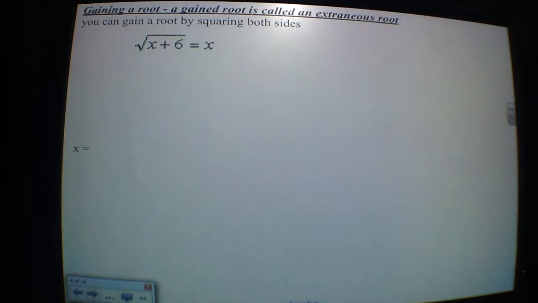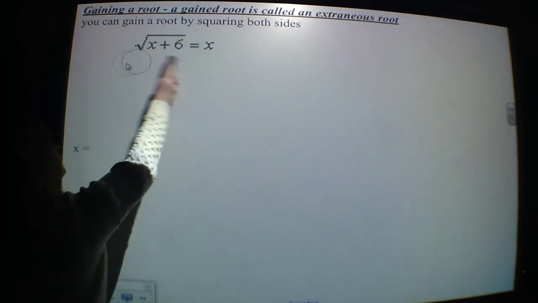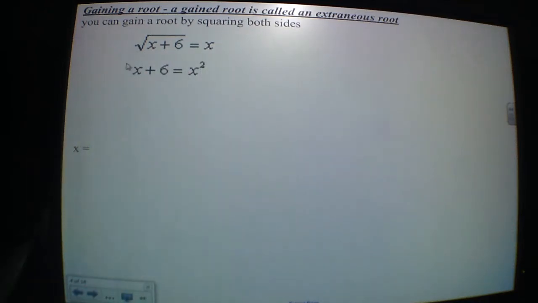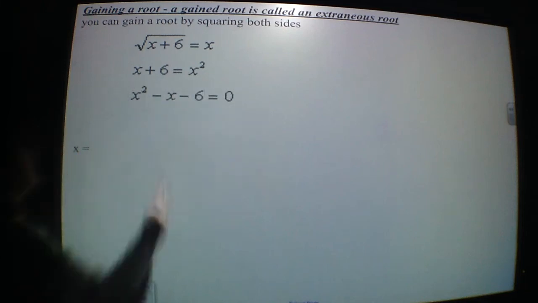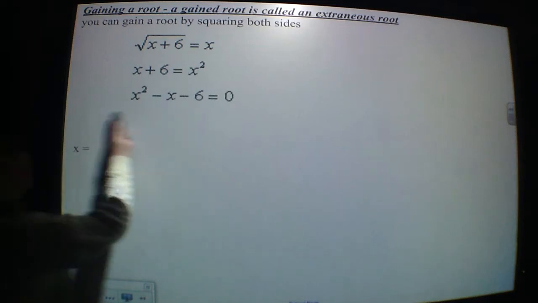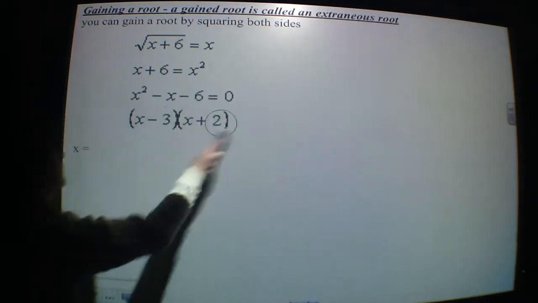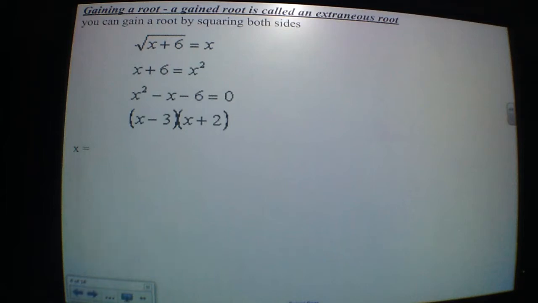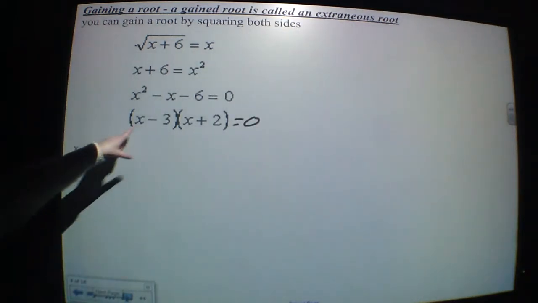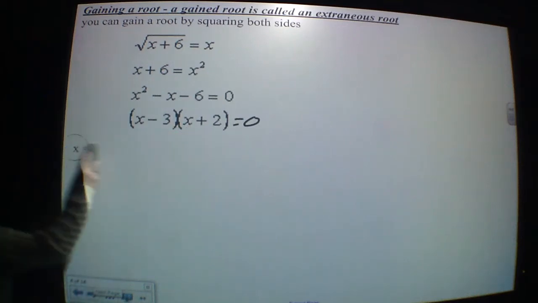You can gain a root by squaring both sides. So if I square both sides, I'll have x plus 6 on the left side, I'll have x squared on the right. Move everything to one side. Solve it any way you know: factoring, complete the square, quadratic formula, and this does factor. Equals 0. So x is equal to 3, or x is equal to negative 2.